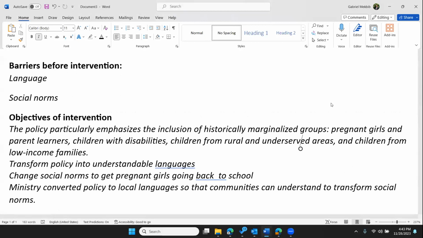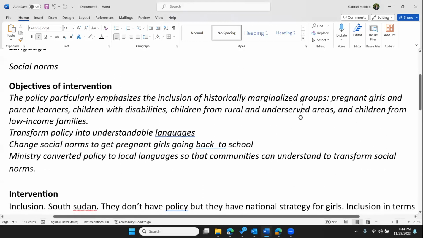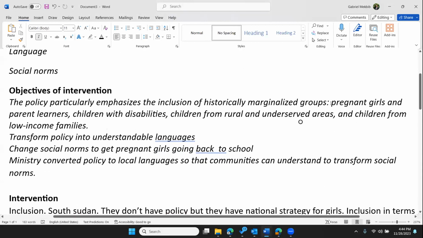Barriers before intervention: language, social norms. That was our case study. Objectives of intervention. The policy particularly emphasized the inclusion of historically marginalized groups: pregnant girls and parent learners, children with disability, children from rural and underserved areas, and children from low income families.